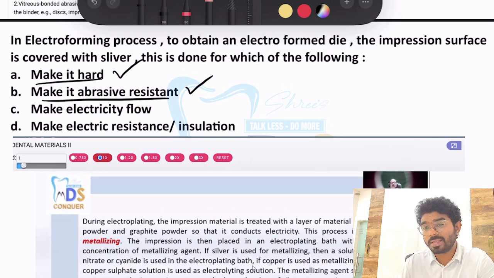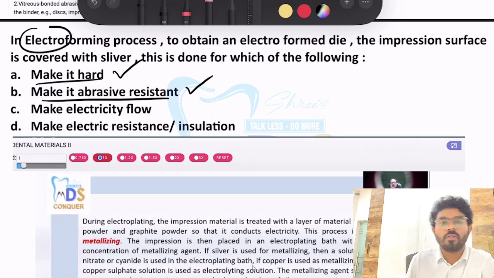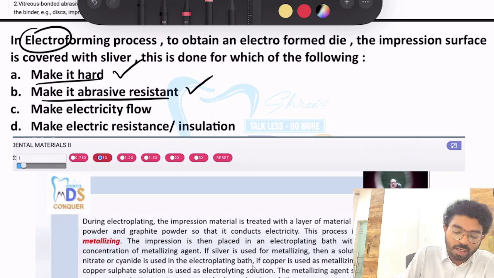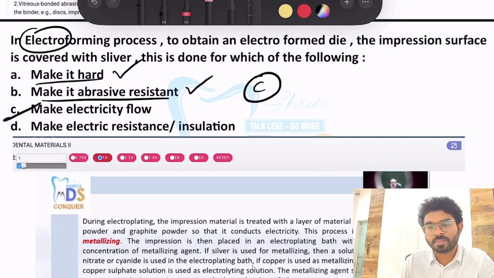We do many modifications, cyanoacrylates, or we use higher strength gypsum products. Everything we are making hard and more abrasion resistant. That is the story, I'm okay with that. But the main reason is focused on electroforming. What is electroforming doing? Electroforming is increasing the flow.